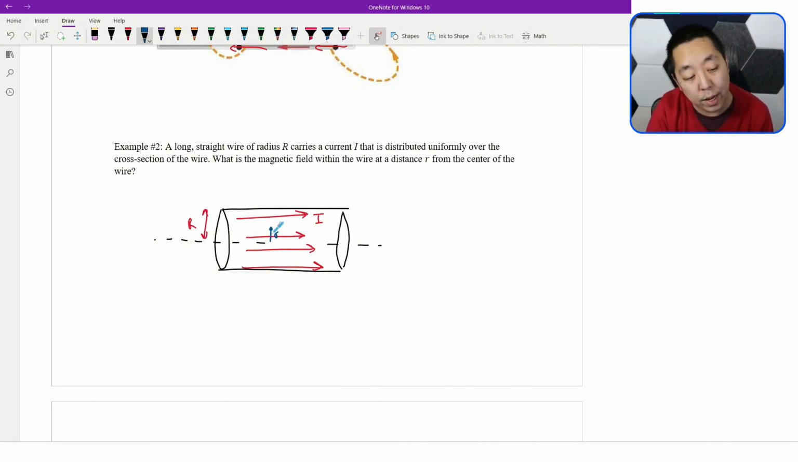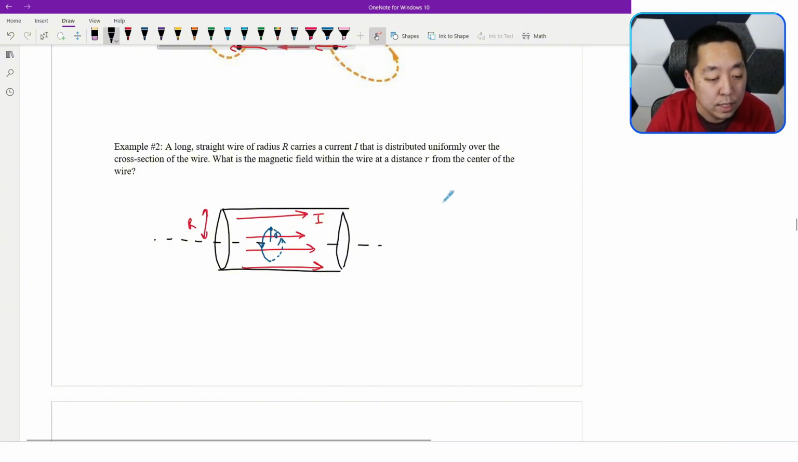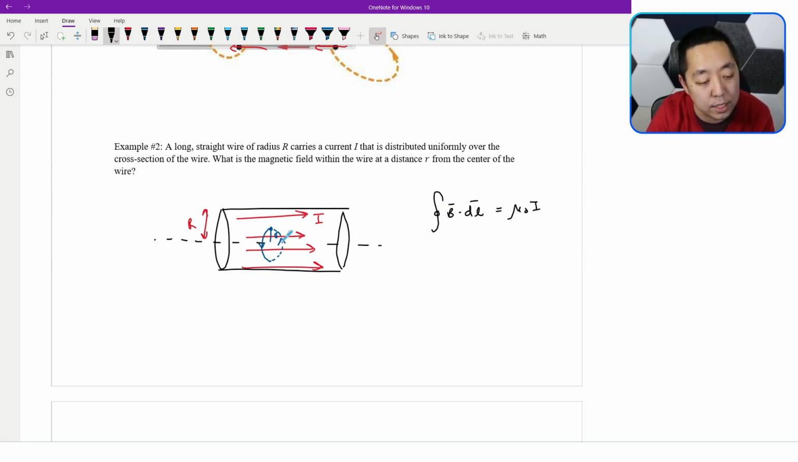By the right-hand rule, the magnetic field is going to be a loop that looks like this. It's going to come down in front and go this way in the back. So the path integral of B dot dl over this loop is equal to mu naught I. In this case, the magnetic field is constant, so it's just B times the circumference of this loop, which is 2 pi r. And that equals mu naught times... now, how much current? I is not going through it. I is the total current going through the wire.